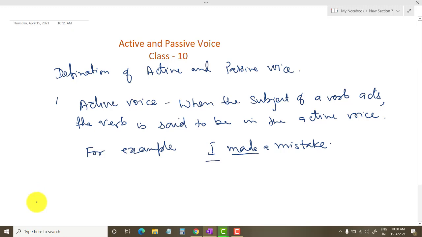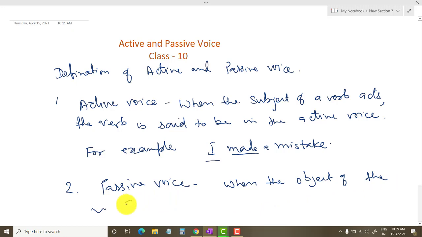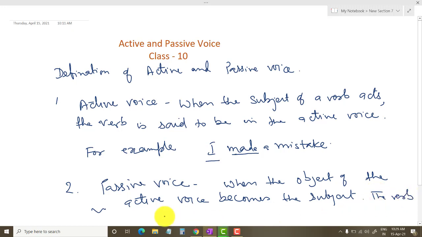Second, passive voice. When the object of the active voice becomes the subject, the verb is said to be in the passive voice.